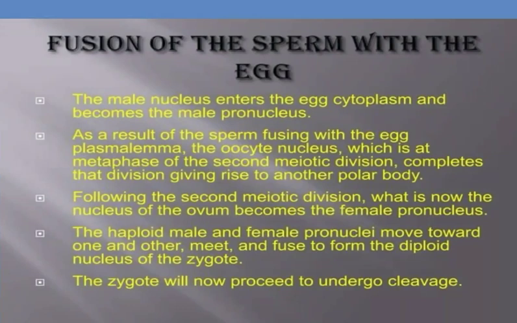Fusion of sperm with the egg. After the sperm entry, the sperm releases its nucleus into the egg cell cytoplasm, and the sperm nucleus gets fused to the egg nucleus. The male nucleus enters the egg cytoplasm and becomes the male pronucleus.